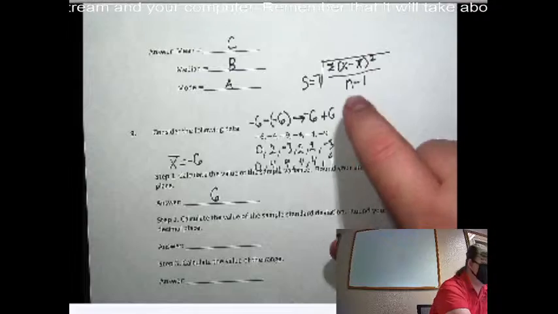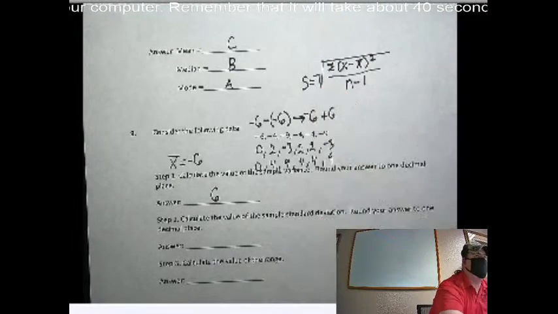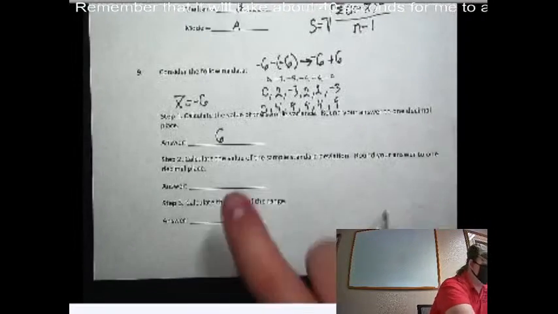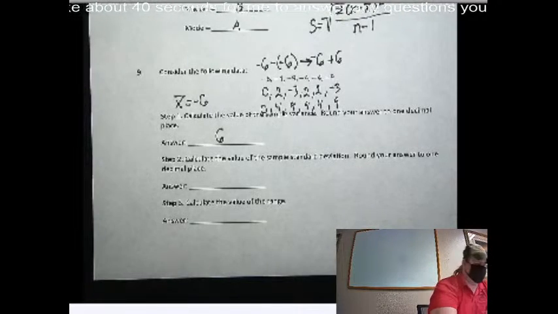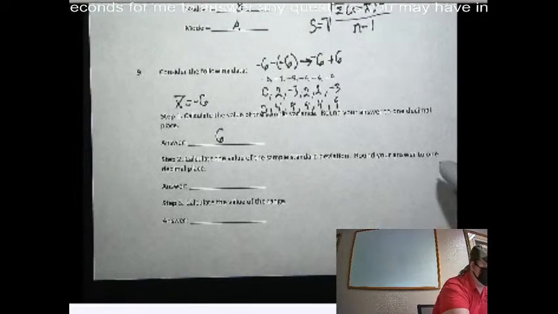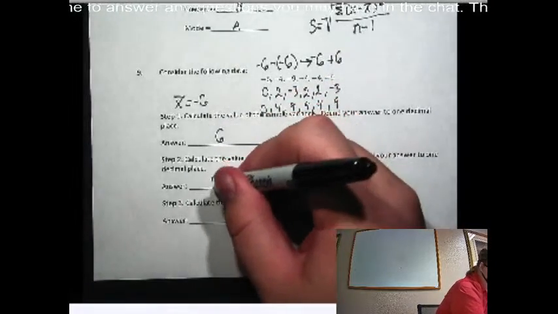All you have to do to get to standard deviation now is take the square root. So take the square root of 6, and we get 2 point, well, rounded to 1 decimal point, so 2.4.